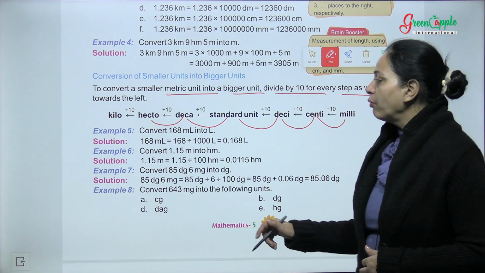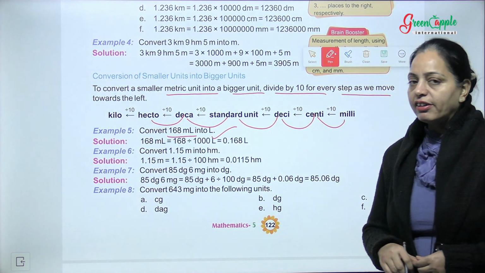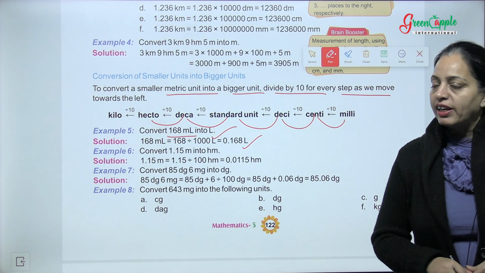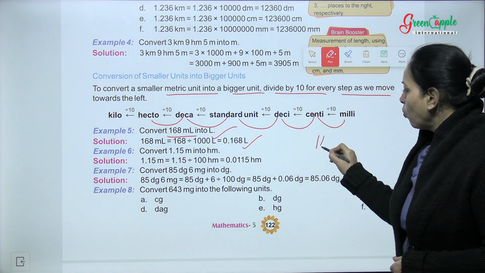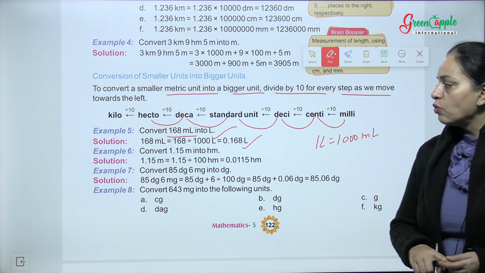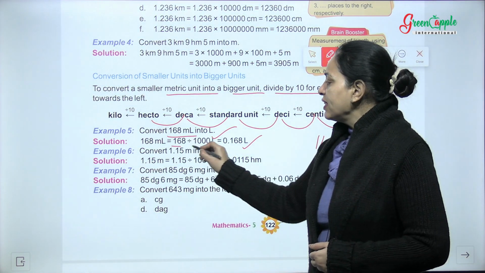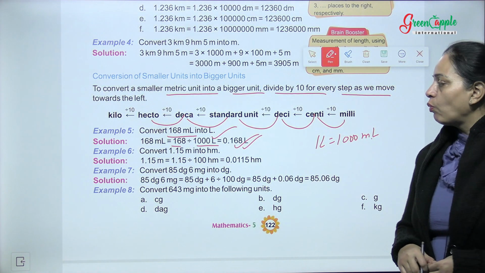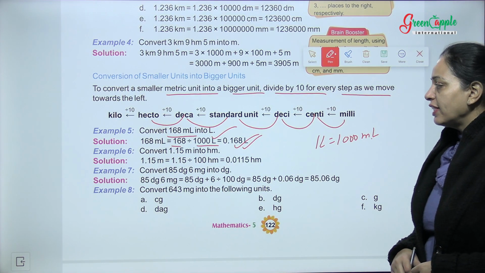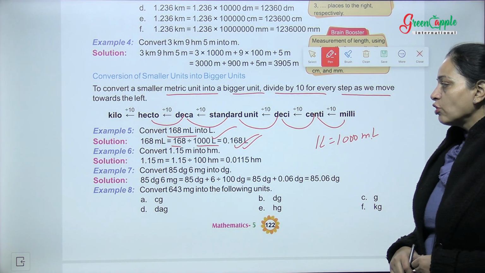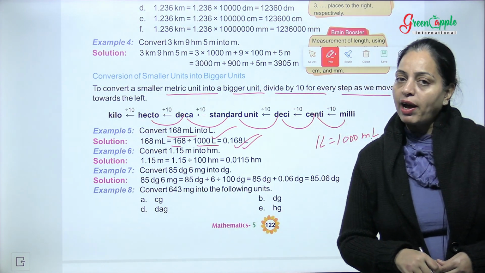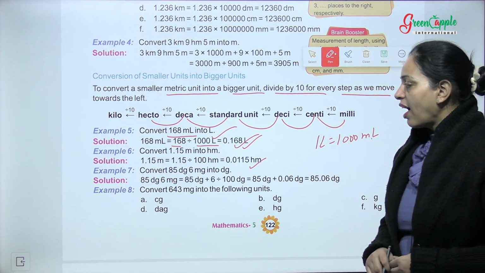See example 5, convert 160 milliliter into liter. So how many 10? 1, 2, 3. It means divide by 1000. Because we know 1 liter equals 1000 ml. So milliliter से लीटर में जाएंगे तो 1000 से divide करेंगे. So 168 divided by 1000, this is 0.168 liter. Now example 6, convert 1.15 meter into hectometer. So 1 hectometer equals 100 meter. It means meter से hectometer में जाना है तो divide by 100. So this is the answer.